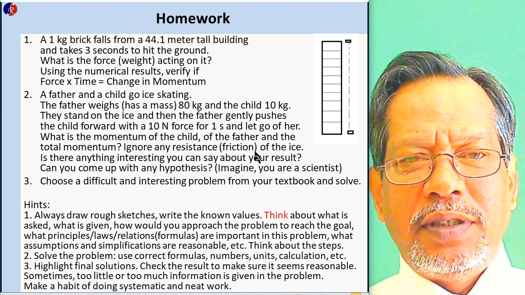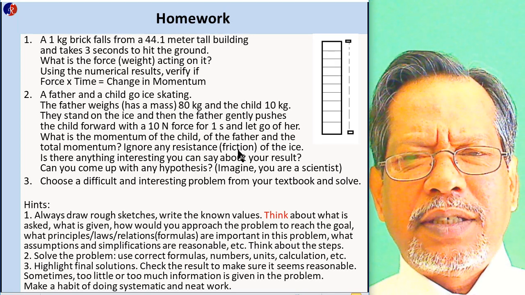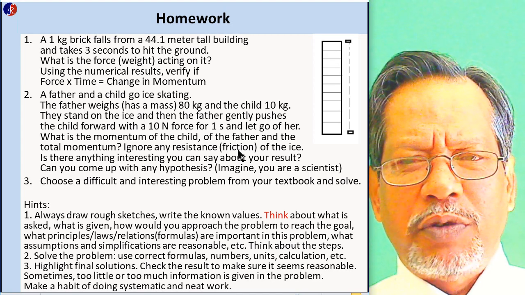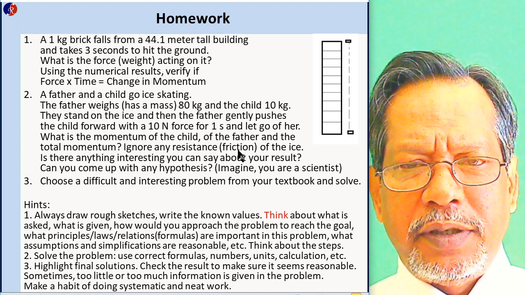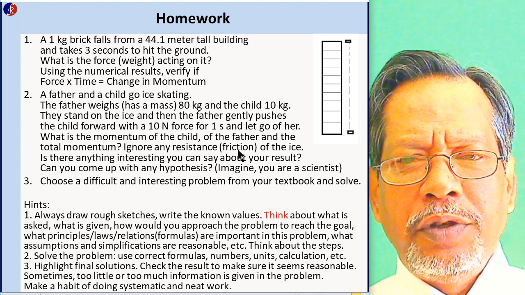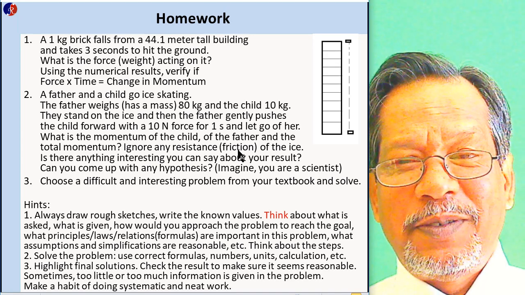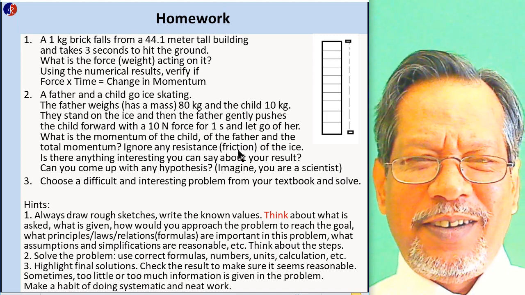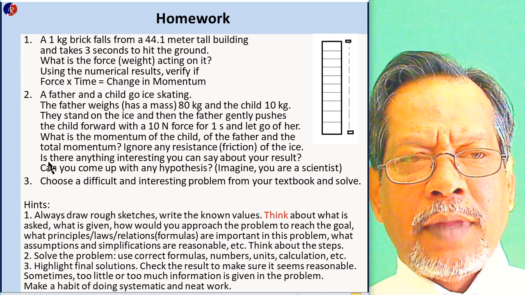Okay, ignore the resistance, the friction of the ice. You may not know what friction is. But let's say ice is so smooth that you can ignore any force coming from the ground to the child. So all other forces are ignored. Father applies a force on the child. So you have to use Newton's third law of motion, second law of motion, and the kinematics that you have learned earlier in some other chapters, other lessons.